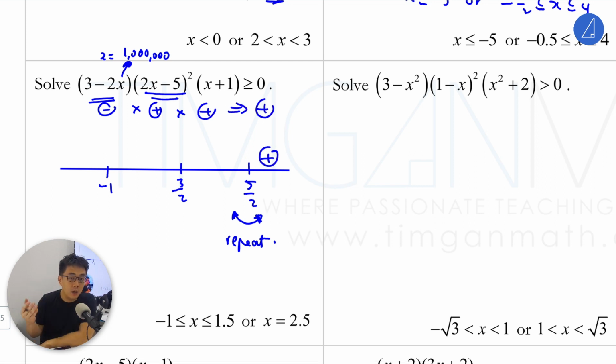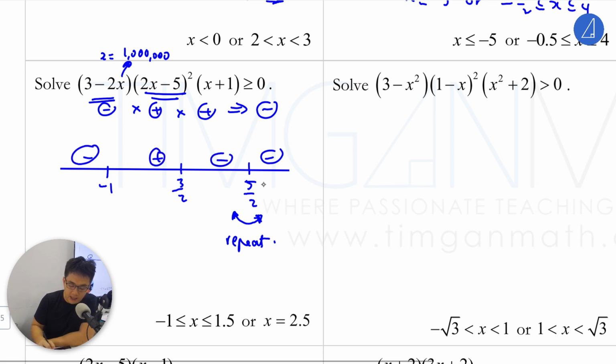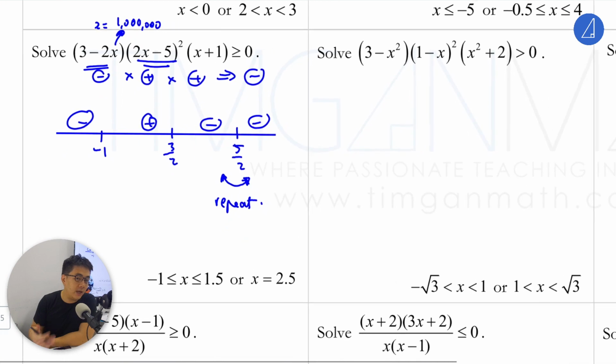So overall is negative. Sorry, my bad. Overall here is negative. Okay. So negative, plus. This is negative. Then you repeat. This is minus, this is plus, this is minus. Every time you see a repeated root, you just repeat whatever it is. Then every time here you just alternate. That's all. So once you get that already, that's fine.